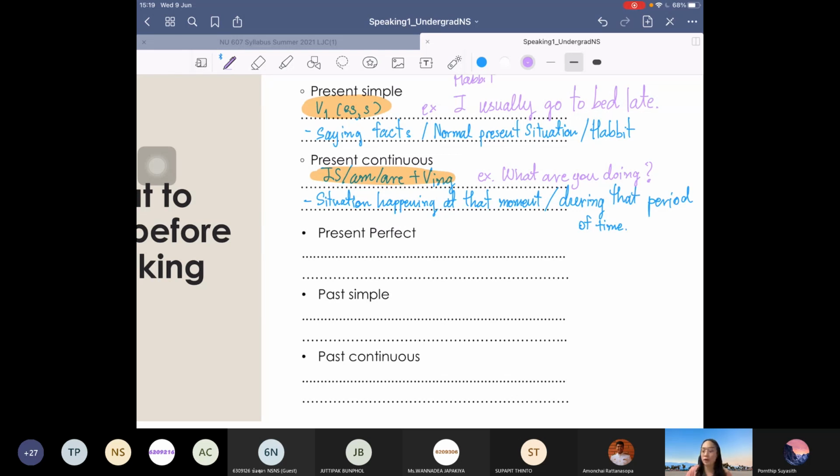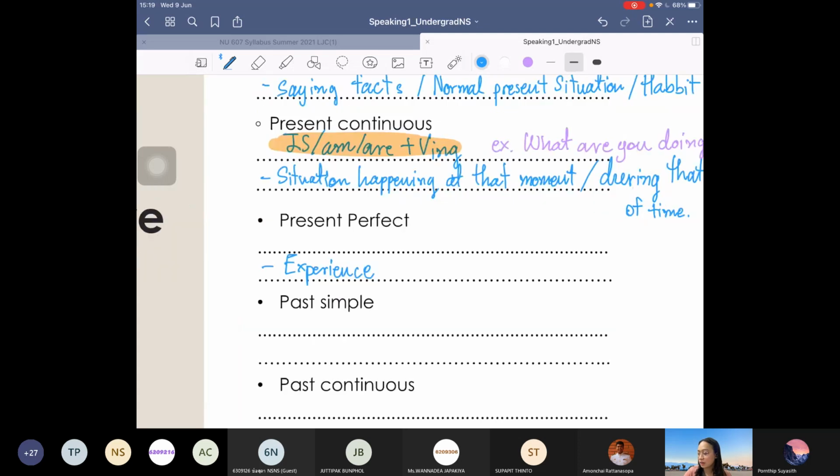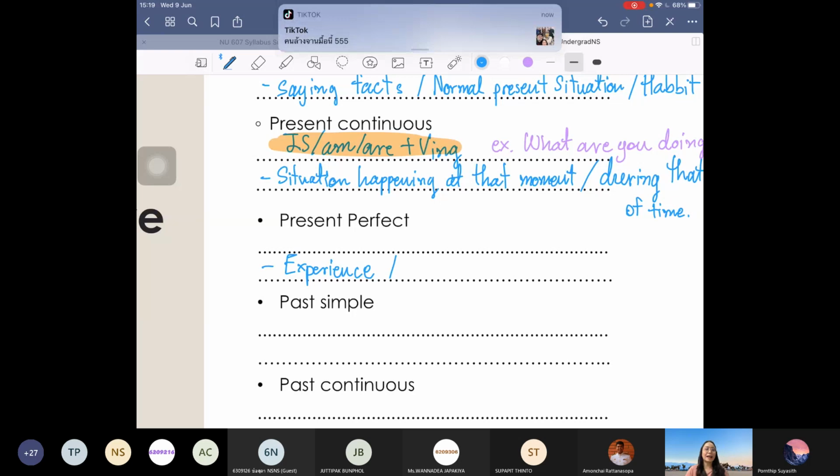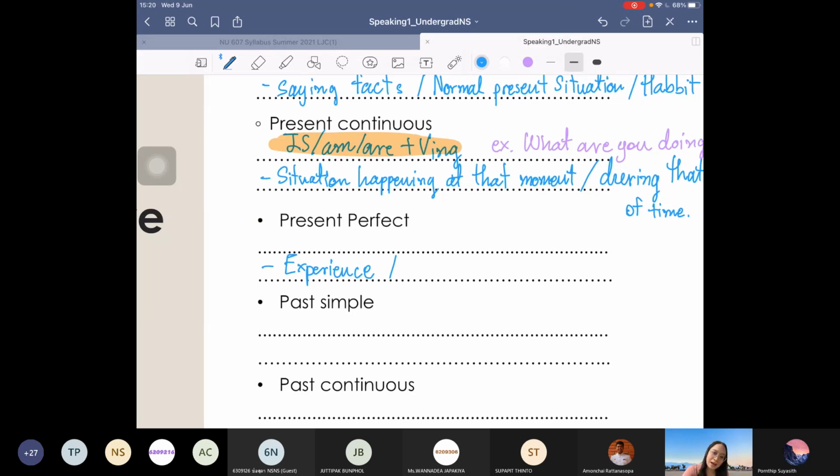So the next tense is present perfect. We commonly use it when we are talking about experience, or things that we have done or haven't done yet. Right? ก็คือใช้พูดบอกถึงประสบการณ์นะคะว่าเคยทำอะไรมาบ้างไม่เคยทำอะไรบ้างนะ แล้วก็ next is we use it to explain an activity that happened in the past.